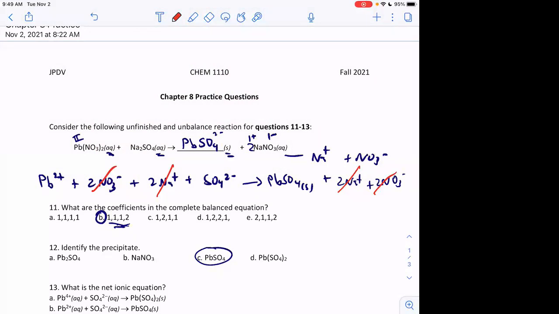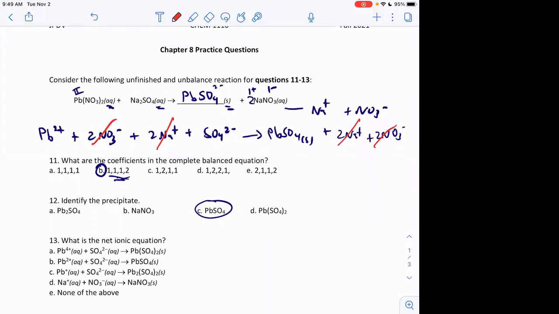So that gives us our net ionic equation. So that would be lead 2 positive plus sulfate. That would be B here.